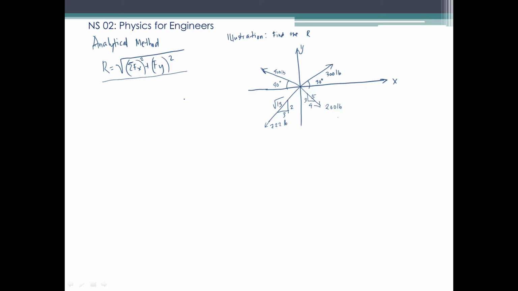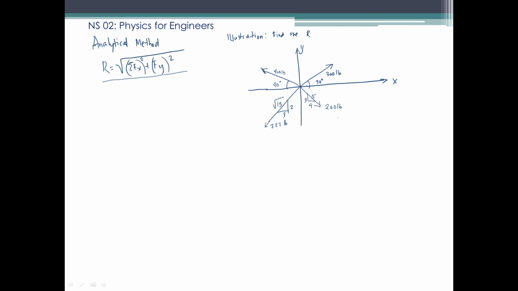Find the resultant, or we have to completely determine the resultant of this system of forces. We have a coplanar concurrent force system. Coplanar means that all the forces lie on the same plane, so it is not three-dimensional. And concurrent means they meet at a common point. As you can see, they meet at a common point, which is the origin.